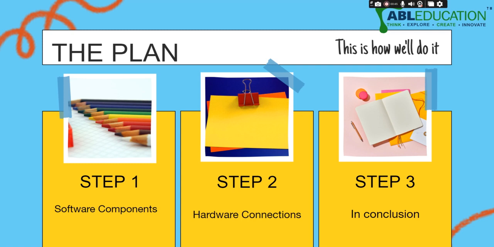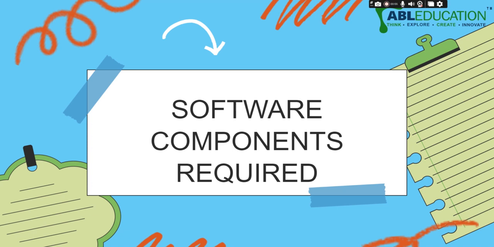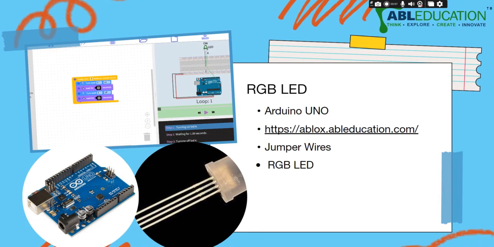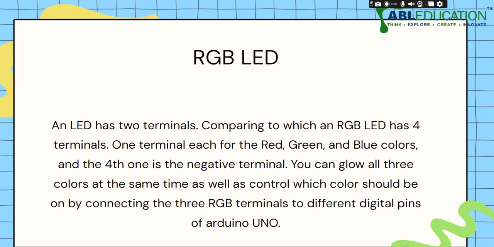So the components, the plan is something like that. We will be using software components, hardware connections, and in conclusion we will learn what we have studied up till now. So in the software components required, we have RGB LED, jumper wires, and this is ABLOX website that we are going to use, and Arduino UNO. So these are the hardware connections.